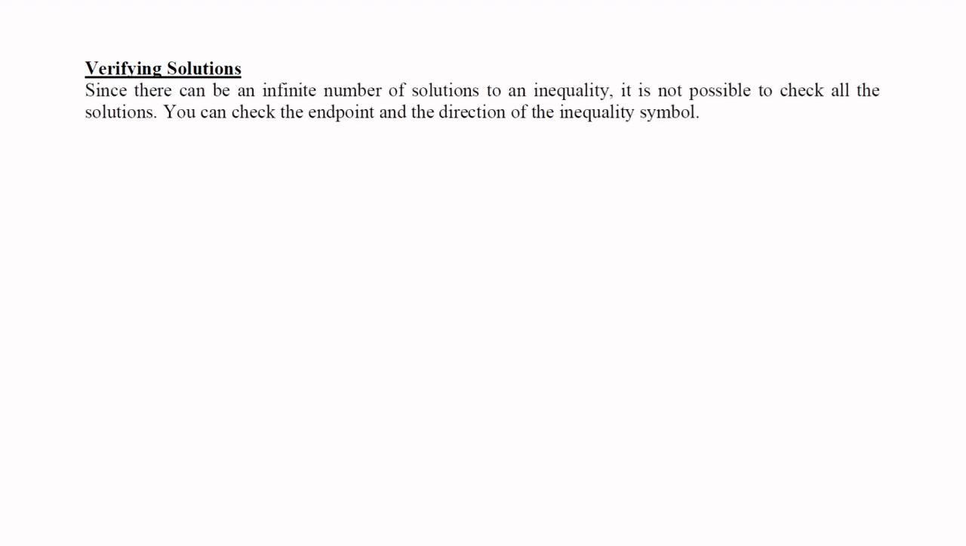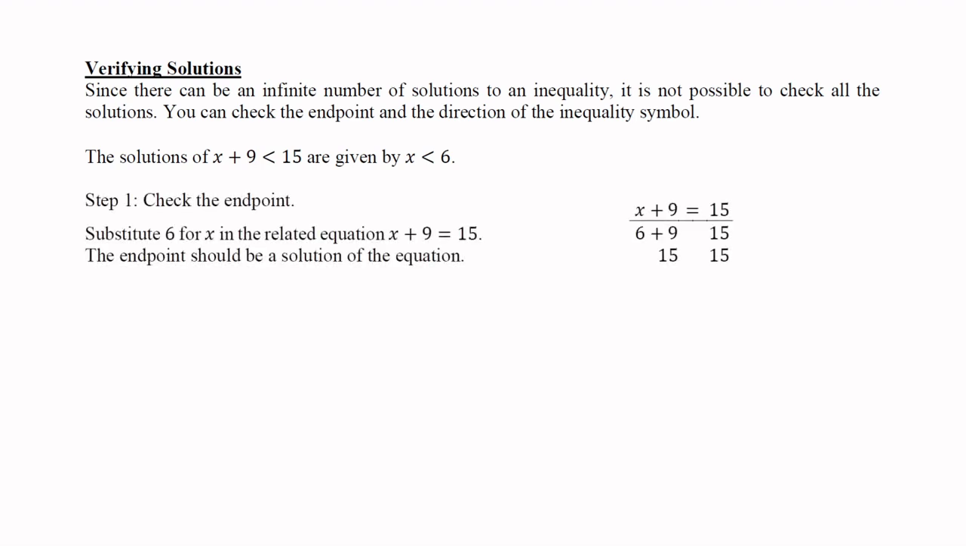Just as you verify solutions for equations, we can verify solutions for inequalities. So to do this, we're going to have to check two things. We have to check the endpoint and the direction of the inequality symbol. So for this example, the solutions of x plus 9 is less than 15 are given by x is less than 6. So we have to check the endpoint first by using the related equation, x plus 9 equals 15. The endpoint should be a solution of the equation. So here, 6 plus 9 is 15, and 15 does equal 15, so our endpoint is good.